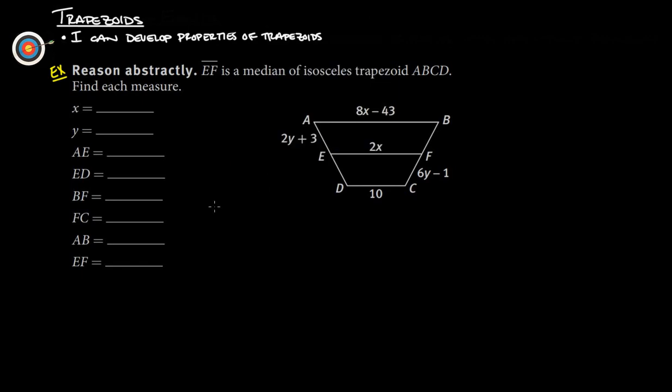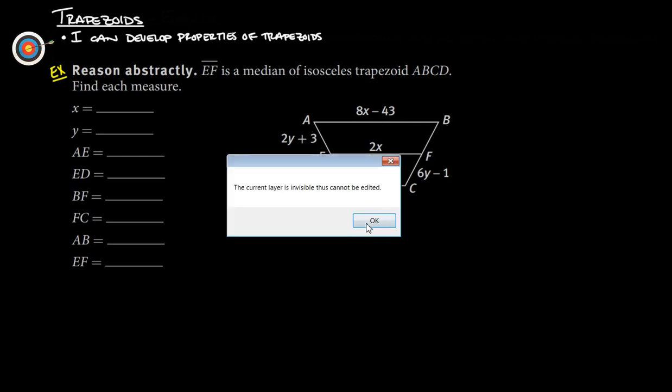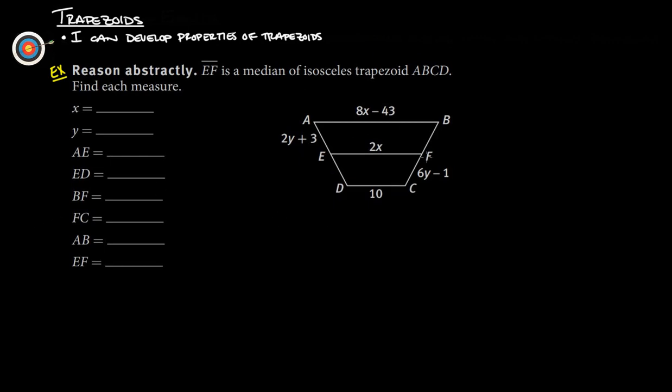All right. Last one here. So, reason abstractly. EF is a median of isosceles trapezoid ABCD. So that means F is a midpoint of BC, and E is a midpoint of AD. Okay, so find each measure. X here. So we're going to find what X is.